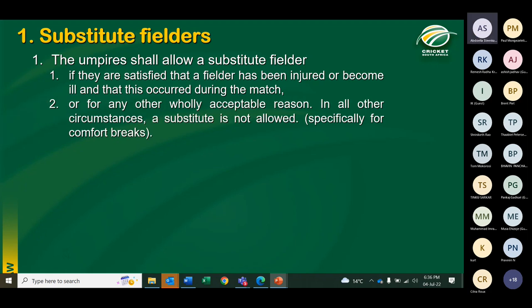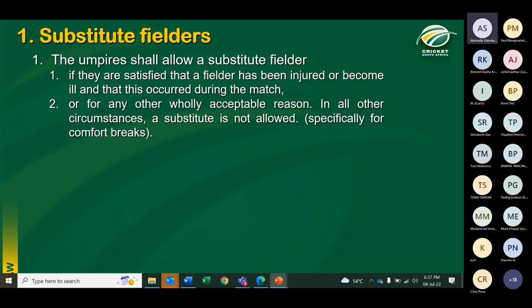There are instances, except for injury or illness, where the umpire shall also allow a substitute fielder. And this is where the law uses the words wholly acceptable reason. If there is a wholly acceptable reason why a player is not on the field or needs to leave the field, if that is the case, a substitute fielder shall also be allowed. Just an example of a wholly acceptable reason. In the first-class competition in South Africa, there are many university students that play for their respective provinces. There are times where they do write exams.